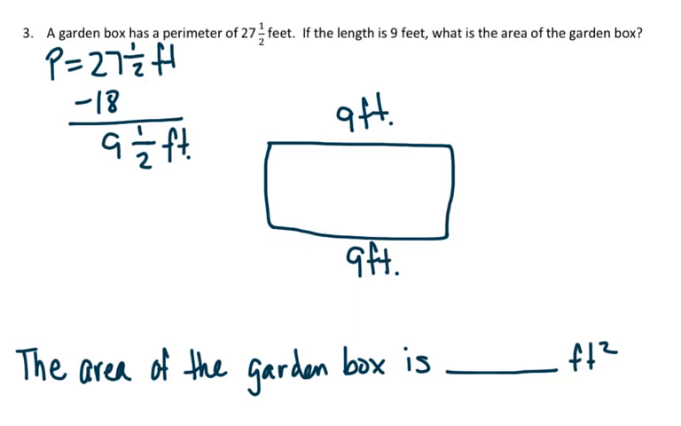So we have 9.5 feet. So this side and this side are going to be 9.5 feet together. So we have to take 9.5 feet and take half of that. And we have 4 3/4. So each of these sides is 4 3/4. Okay. So now we find the area of the garden box by multiplying 9 times the 4 3/4.